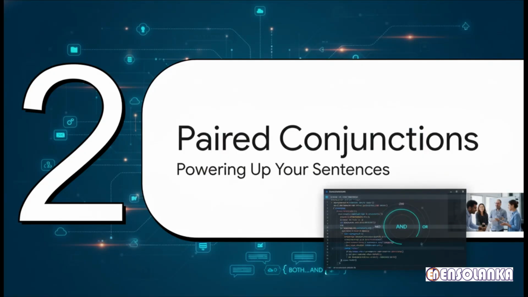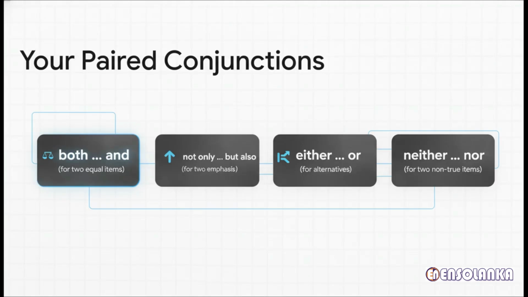All right, so once you've got the basics of parallel structure down, we can level up a bit with something called paired conjunctions. These are absolutely fantastic for adding emphasis, presenting really clear choices, or just drawing a sharp connection between two ideas. Think of these like special tools in your communication toolkit. Both/and is great for linking two equal things. Not only/but also is perfect when you want to add some real emphasis. Either/or frames a choice perfectly, and neither/nor is how you negate two things at the same time.